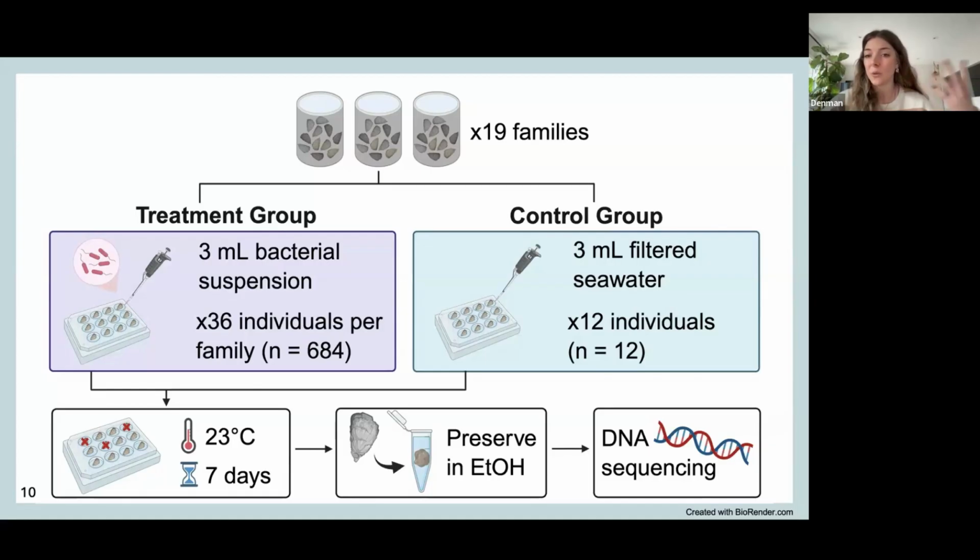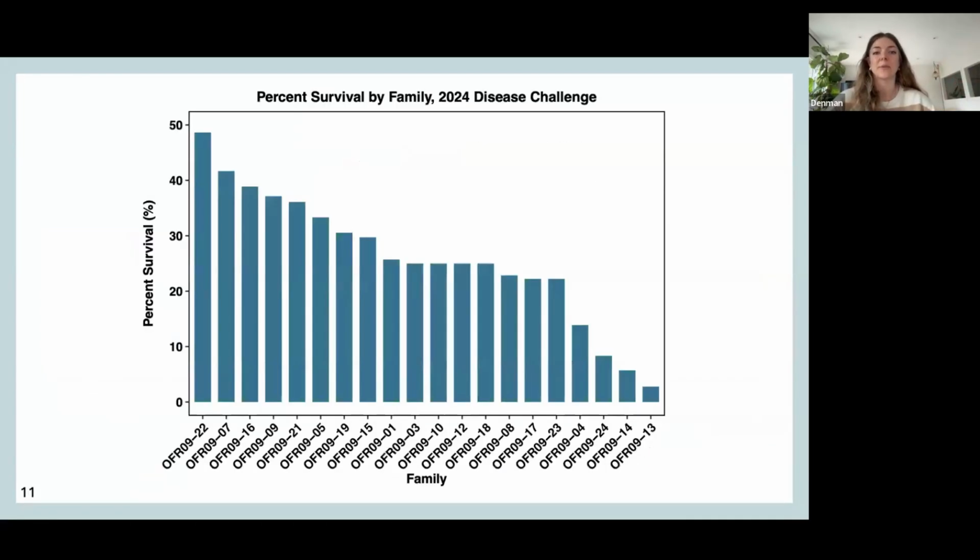And we could move forward with the project from that point. So this is just a very simple bar plot showing the survival that we saw during that disease challenge. On the left axis, we've got percent survival, and on the bottom, we have our 19 families. All this is meant to show is that there is a big difference in percent survival between different families. In our highest surviving family, we have about 48% survival, and in our lowest family, we have about 4% survival. So this is what we are trying to essentially hijack and breed for.